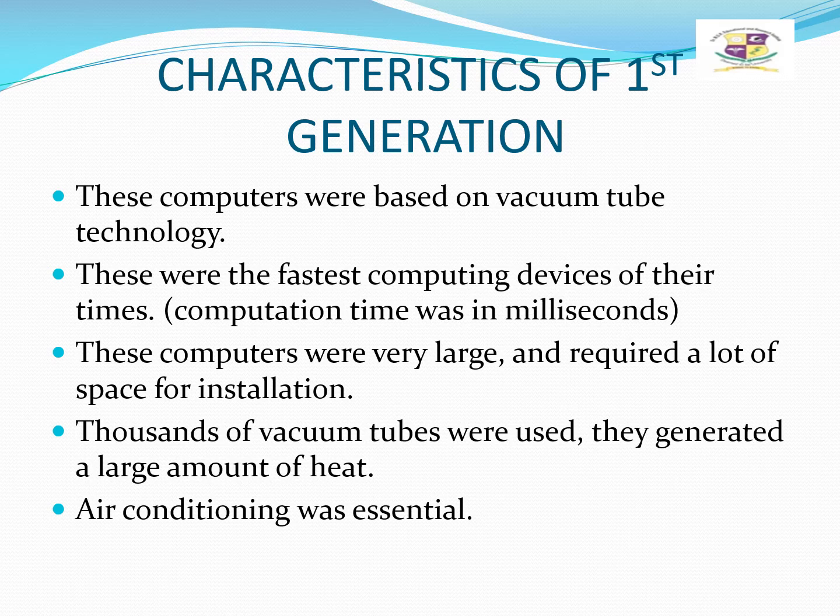Characteristics of first generation. The computer is based on vacuum tube technology. These were the fastest computing device at that time. The computation time was in milliseconds. The computers were very large and required lots of space for installation. Thousands of vacuum tubes were used and hence they generated a large amount of heat. The air conditioning was essential during that time.